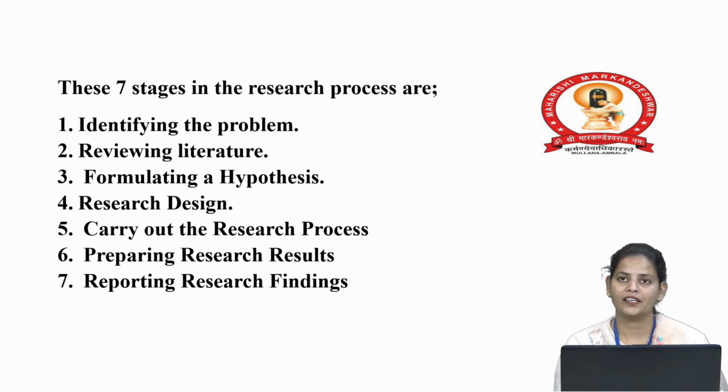You can see there are 7 stages in the research process, and the first one is identifying the problem, which is really very important. You have to identify the research problem first. Then second is reviewing literature. You have to review literature about the problem and find out the research gap. And third, formulating a hypothesis on the basis of the review of literature and the objective. Then you formulate a hypothesis for your research.